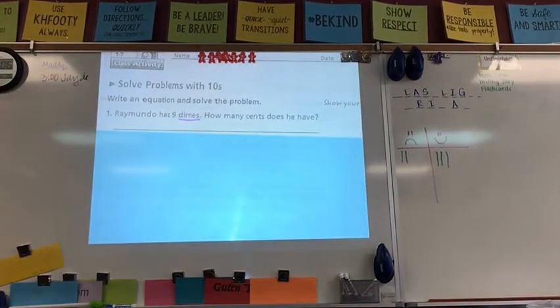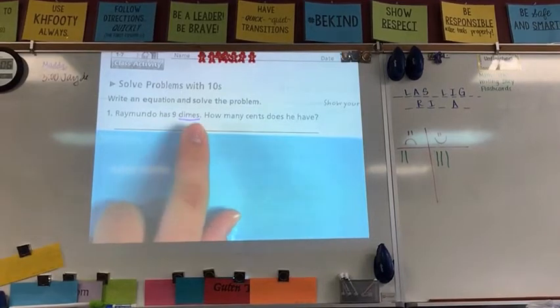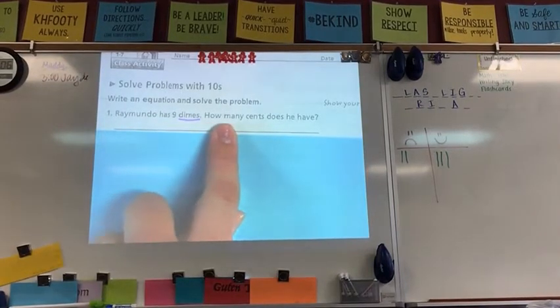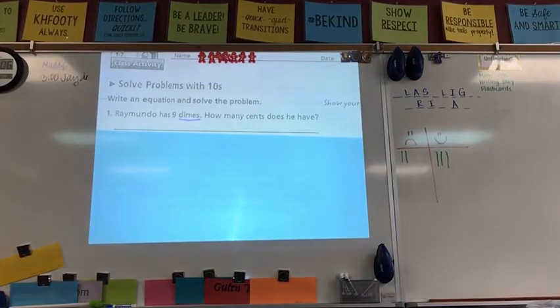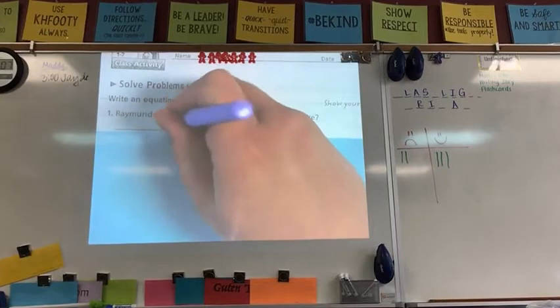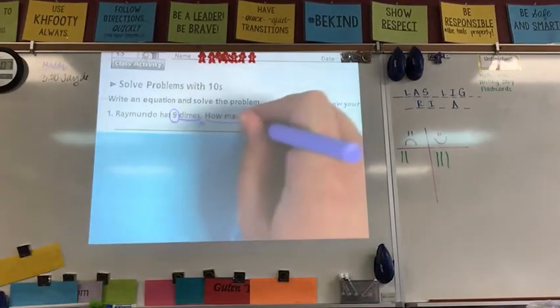Go ahead and read this problem one more time with me because this is a pretty short one. Ready? Raymundo has 9 dimes. How many cents does he have? What is some other key information, Gunner? I know that there's dimes, which are groups of 10. How many cents? 10 times 9? So you're noticing that 9 is important. Very good. River? How many cents?